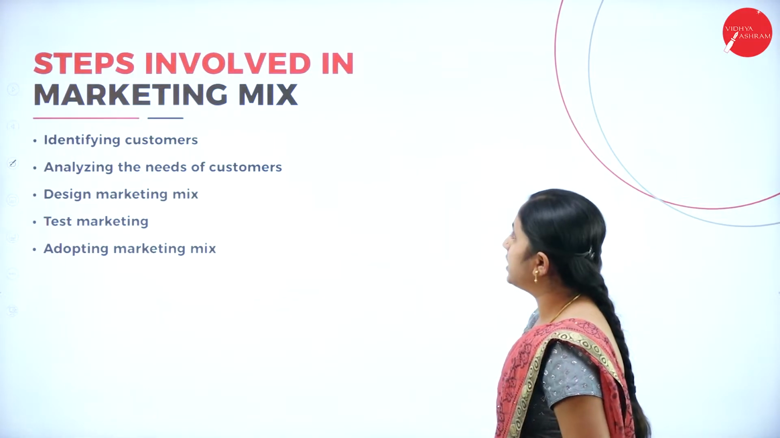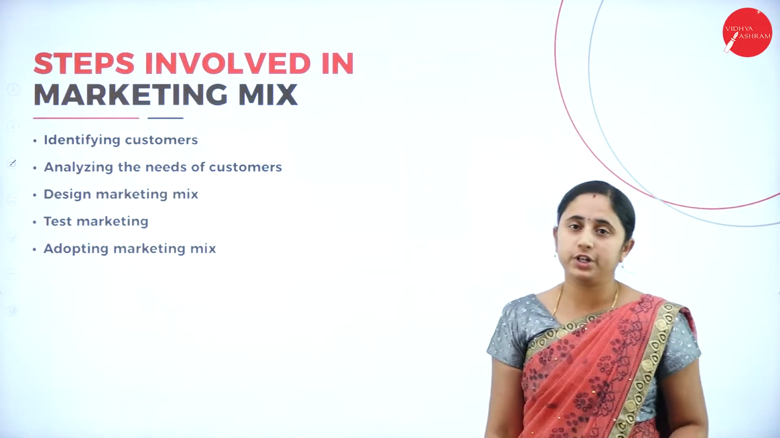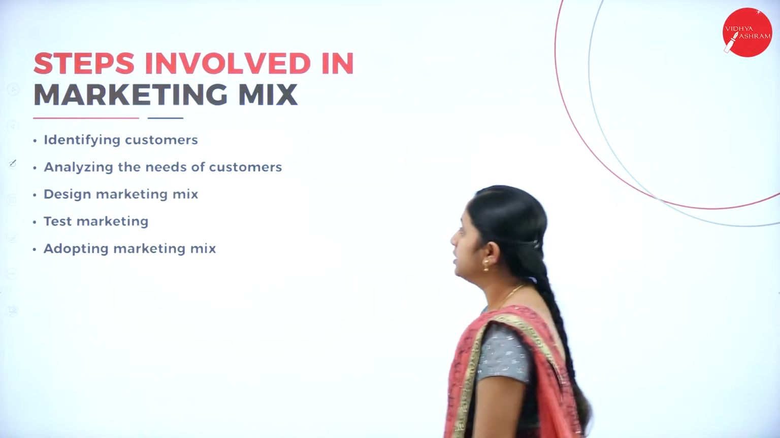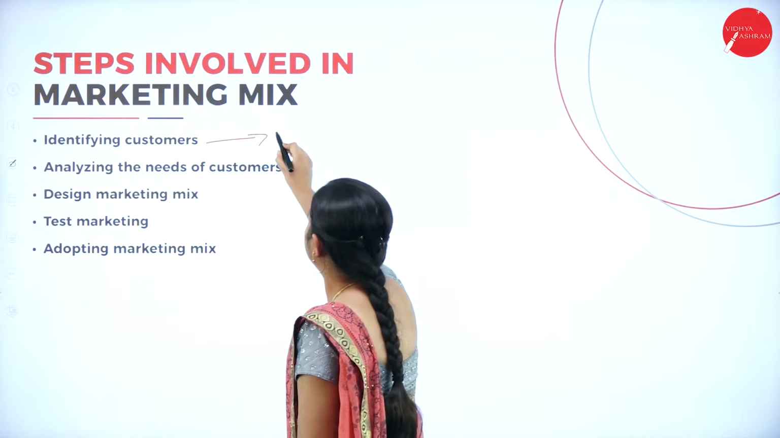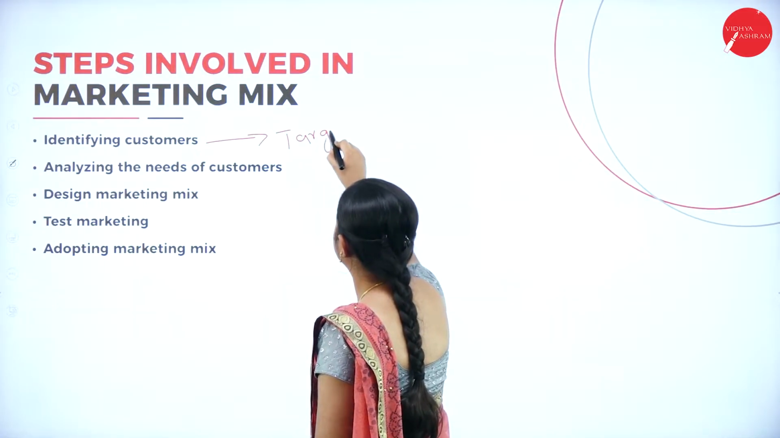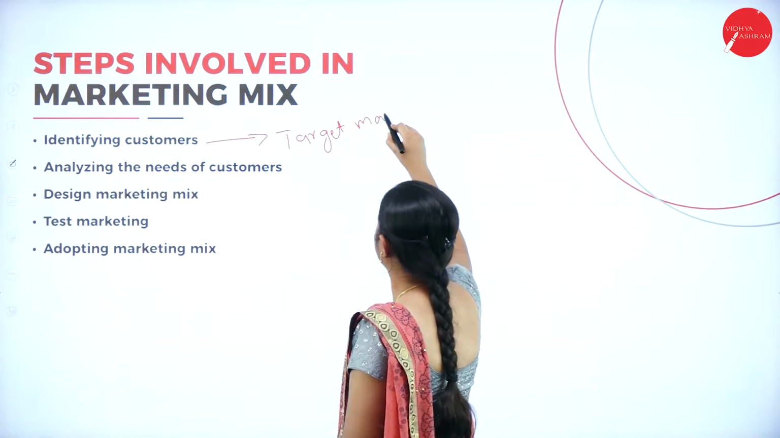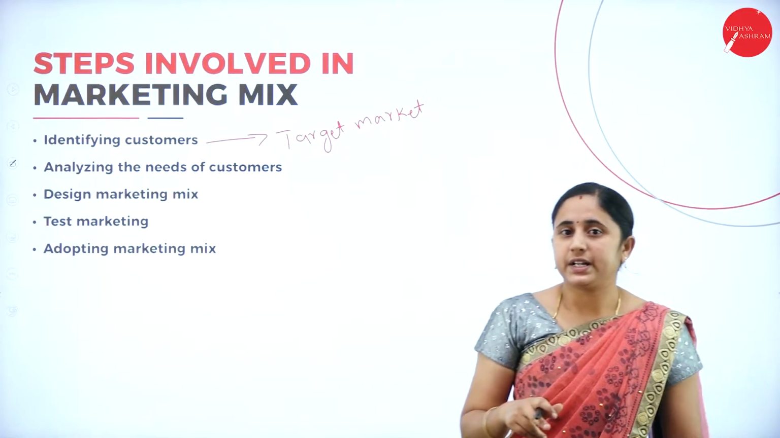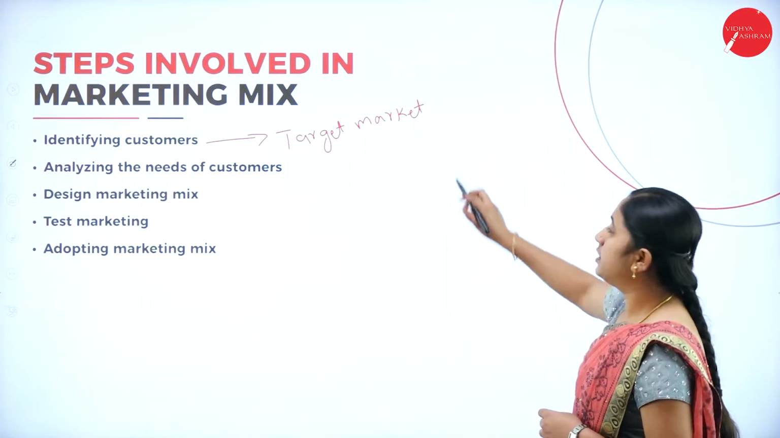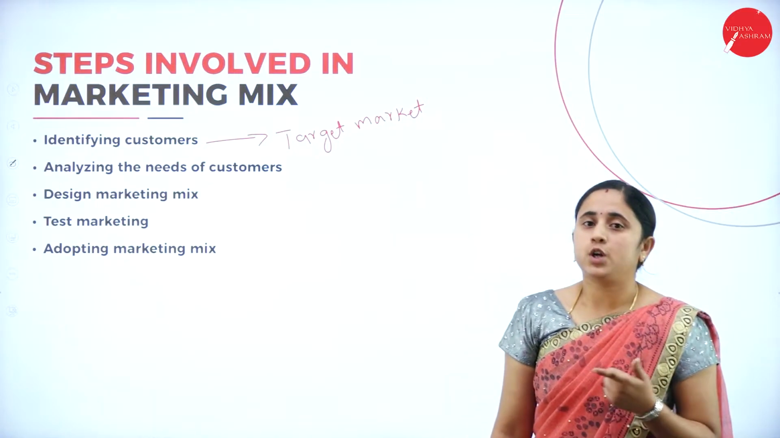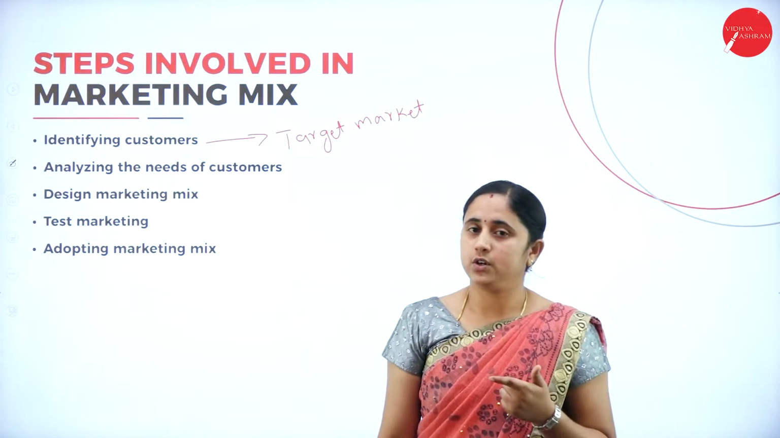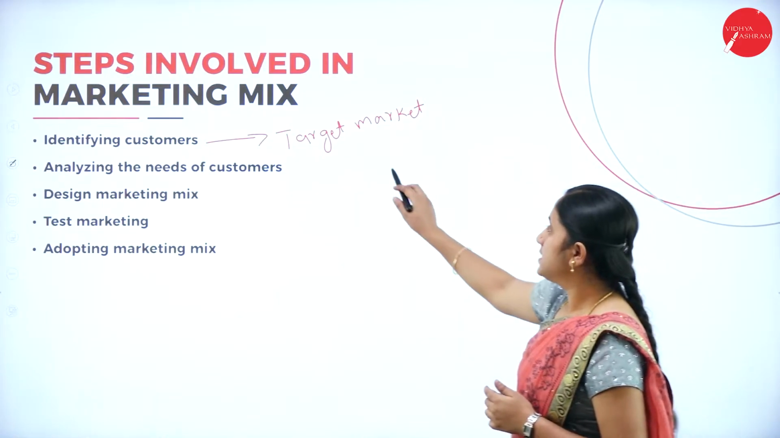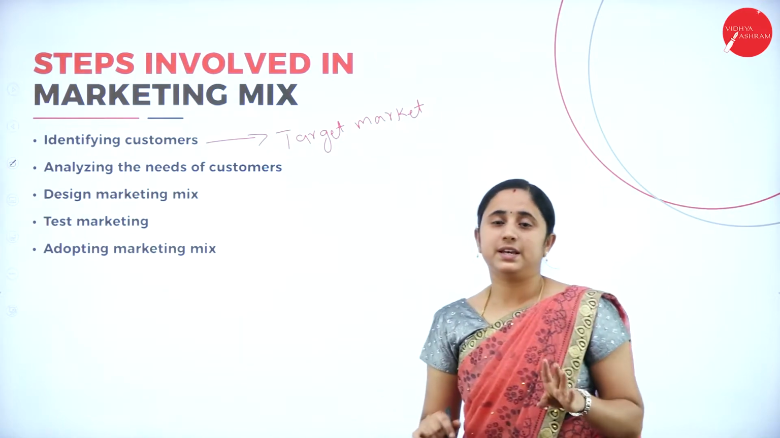Next, the steps involved in marketing mix. The steps involved in marketing mix are, first, identifying the customer. First step, you need to identify your target market. First, you need to identify your prospective as well as potential customer for your market. Depending on your product, you need to identify your target market. Then you can move to the next process. First step, you need to identify your market based on your product.